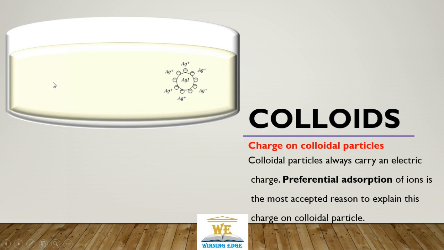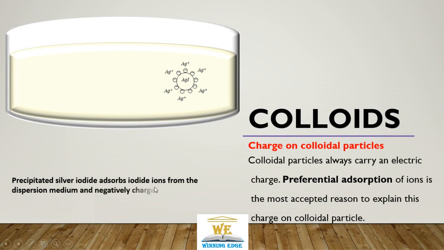This is a neutral colloidal solution, a neutral colloidal particle. From the solution, the ionized silver ions and iodide ions, some of the ions can be preferentially adsorbed on the surface of a colloidal silver iodide. That gives us a positive charge. That is the most accepted reason for the charge on colloidal particles.